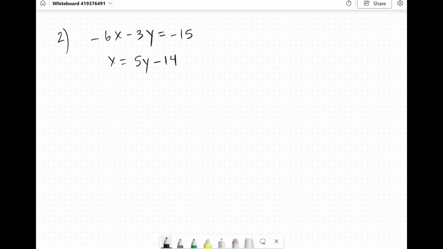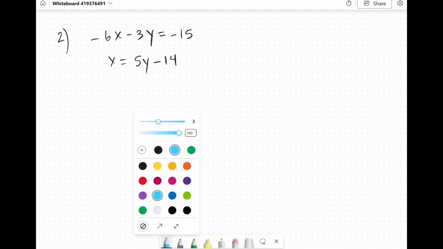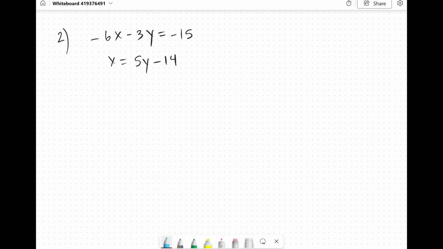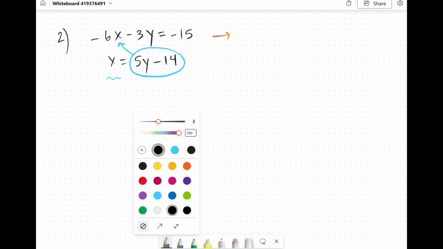Here is the next example. We will be solving using substitution because the second equation has x that is by itself right here. And the second equation tells us that x is equal to 5y minus 14. I will be using this blue circle and I will be replacing x in the first equation with 5y minus 14. So here's the new version of the first equation.